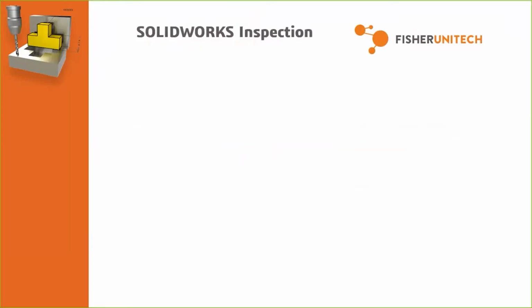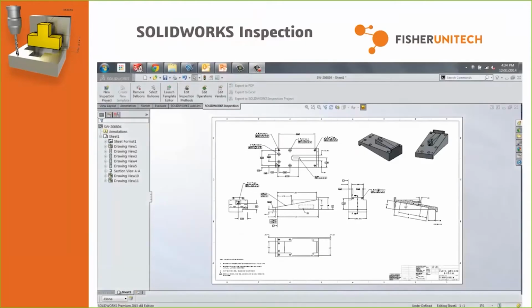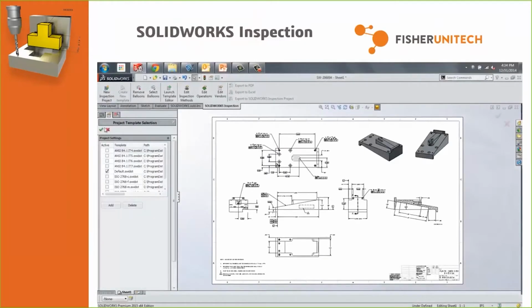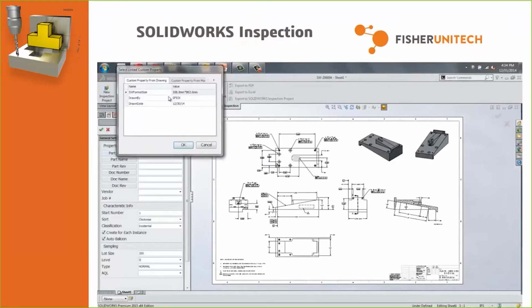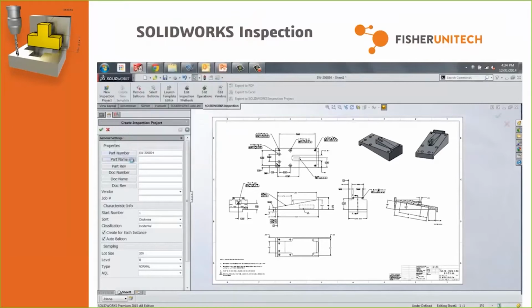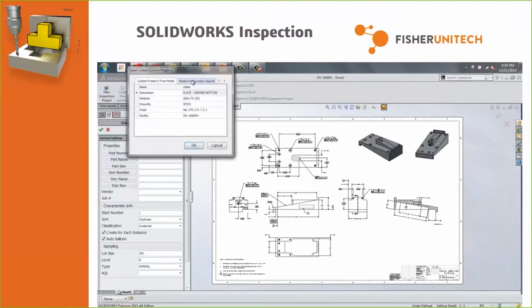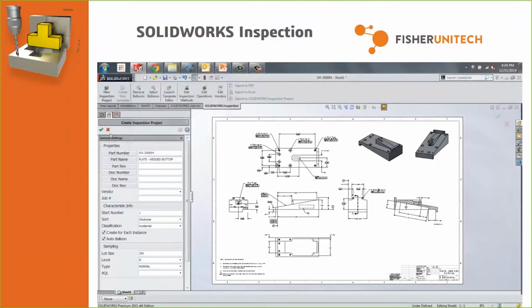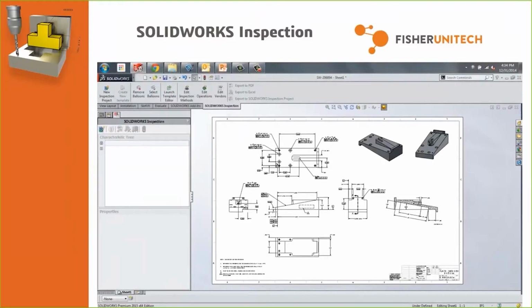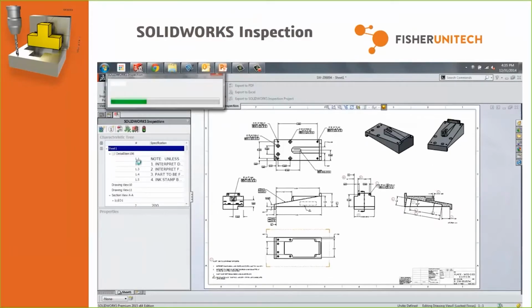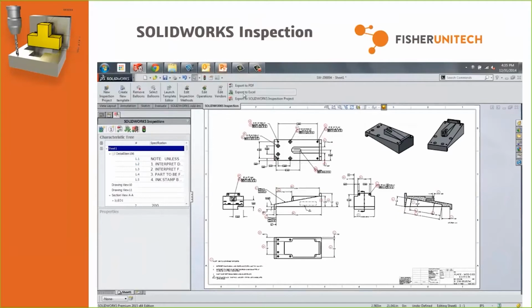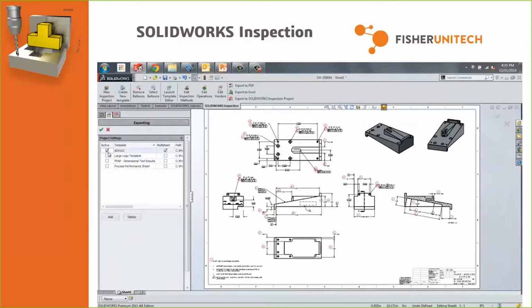Now with SOLIDWORKS Inspection, this is going to go by real fast because it is very quick. You're going to just say new inspection project. You're going to pick out the custom property data that you want to include: part number, part name, part revision, etc. You're going to click the check mark, and based on the template that you selected, it's going to go ahead and start auto ballooning.